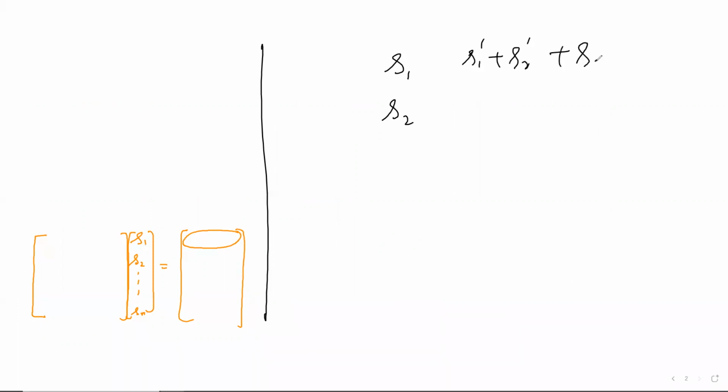So if you have to take an example, first take this example, then you think. Suppose that there are two things here, and here let's say there are three things. So you have S1 prime plus S2 prime plus S3 prime, and here you have S1 prime minus S2 prime plus 3S3 prime. Okay, writing it like this.